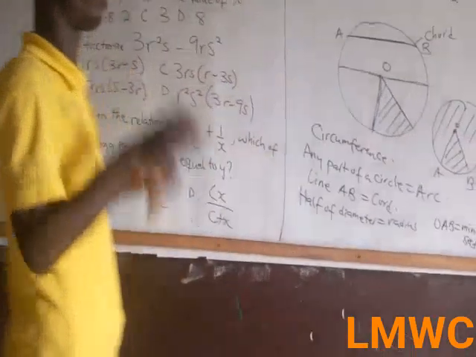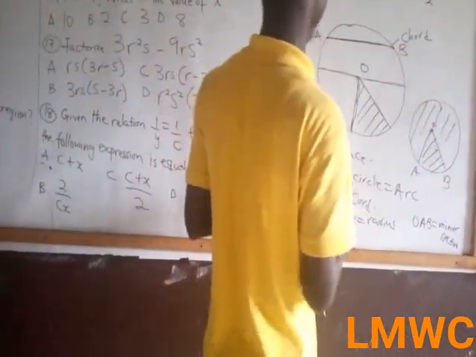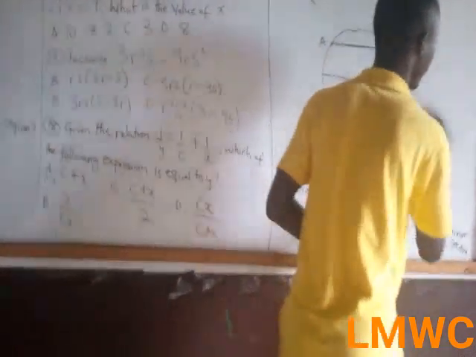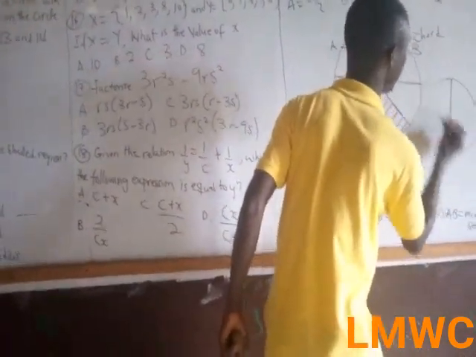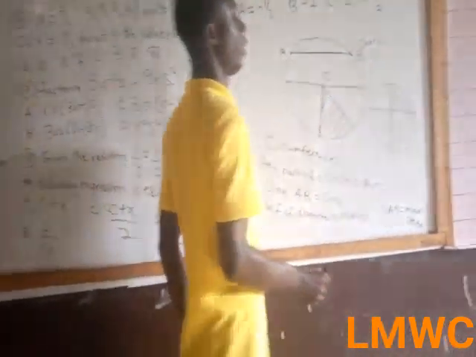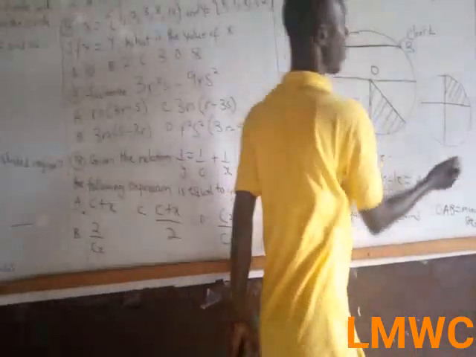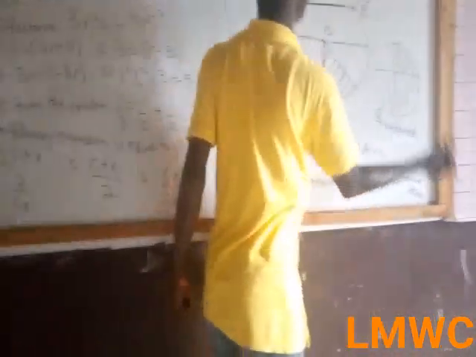And also 1/4 of a circle. 1/4 of a circle is a quadrant. If I divide my circle into 4 equal parts and you take one part, we call it what? Quadrant. We call it quadrant.